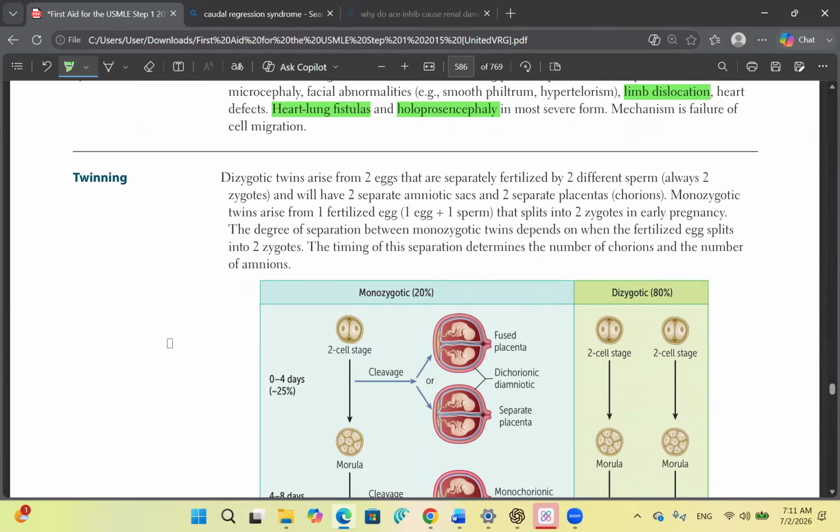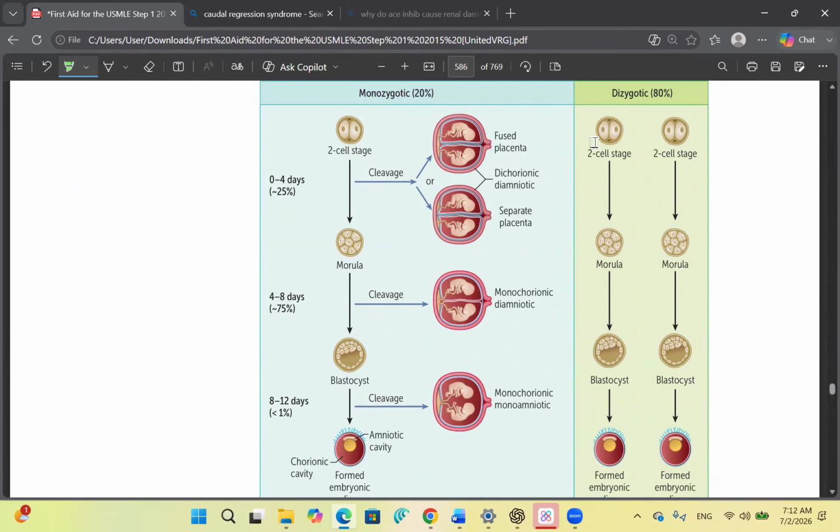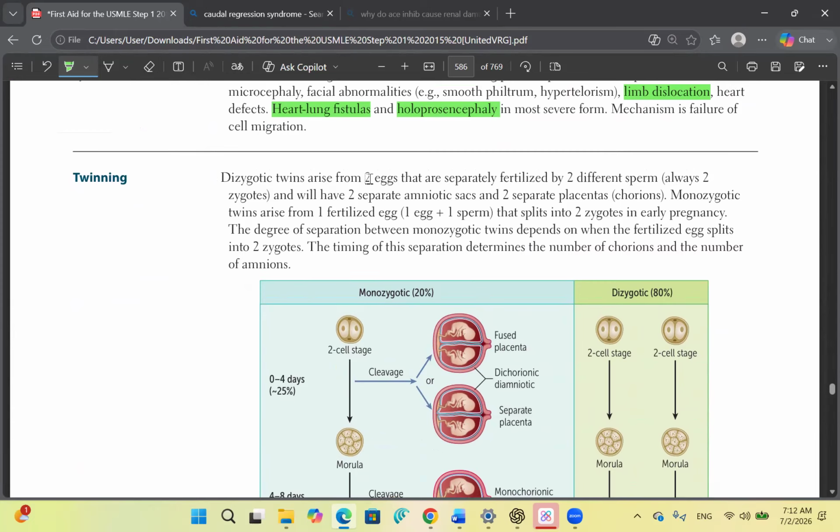Okay, moving on to twinning. Dizygotic twins arise from two eggs that are separately fertilized by two different sperm. Okay, there's monozygotic and there's dizygotic. For dizygotic, there are two eggs that are separately fertilized by two different sperm. And there are always two zygotes, and we'll have two separate amniotic sacs and separate placentas.